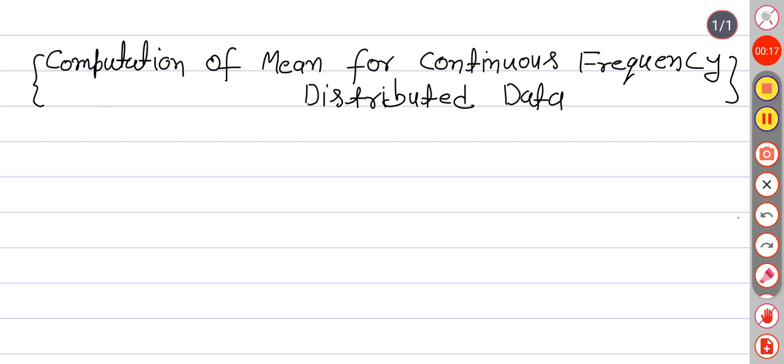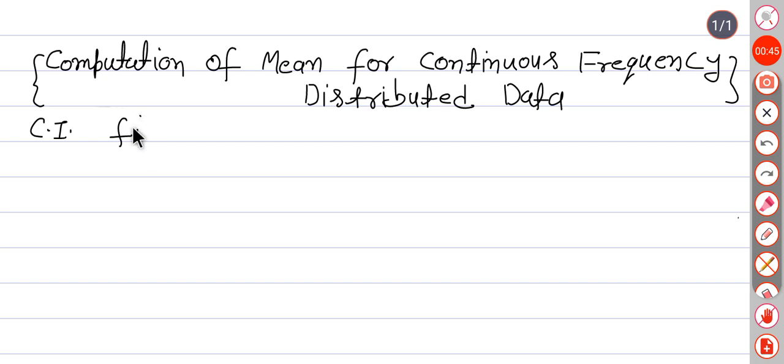In this video I am going to explain how to find a frequency where the mean is given. First of all I am writing the data distribution, thereafter we will understand the problem and solve it. If it is continuous frequency distributed data, there would be class intervals, so I am writing class interval and frequency distribution.